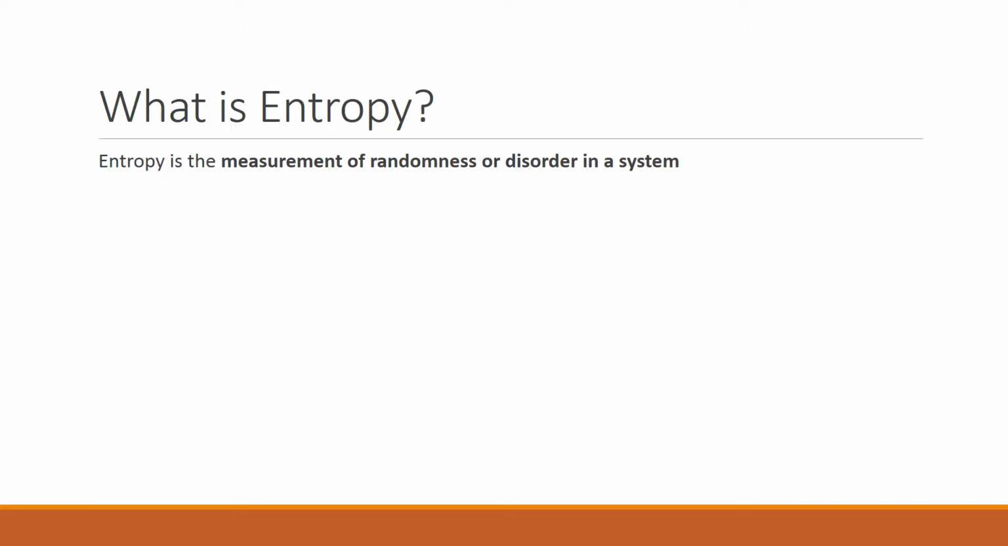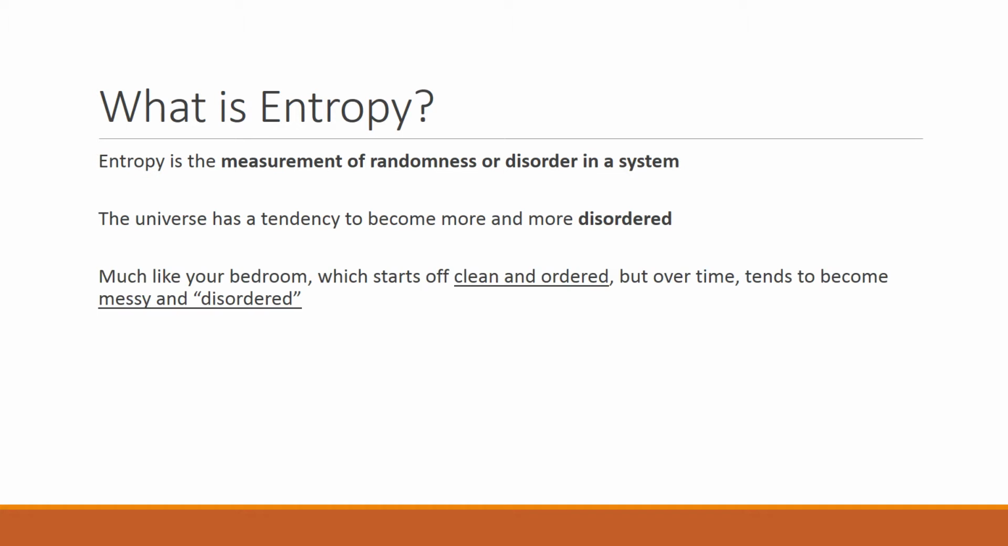So first, let's give a good definition for entropy. Entropy is the measurement of randomness or disorder in a system. What we need to know is that the universe has a tendency to become more and more disordered. A classic example of this, albeit an analogy, is your bedroom. It might start off clean and ordered, but over time it tends to become messy and disordered.